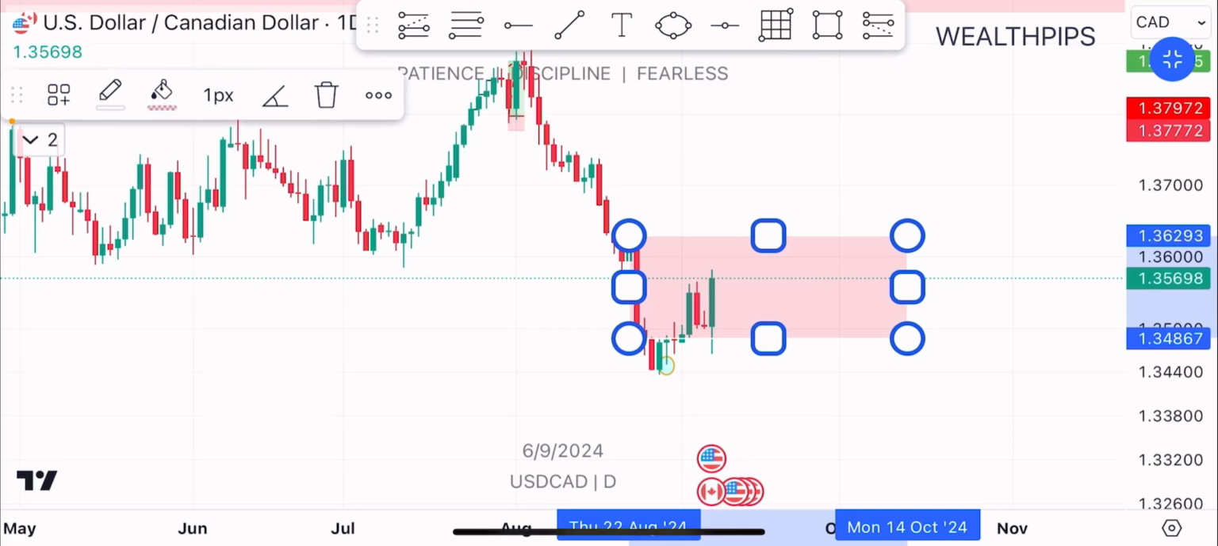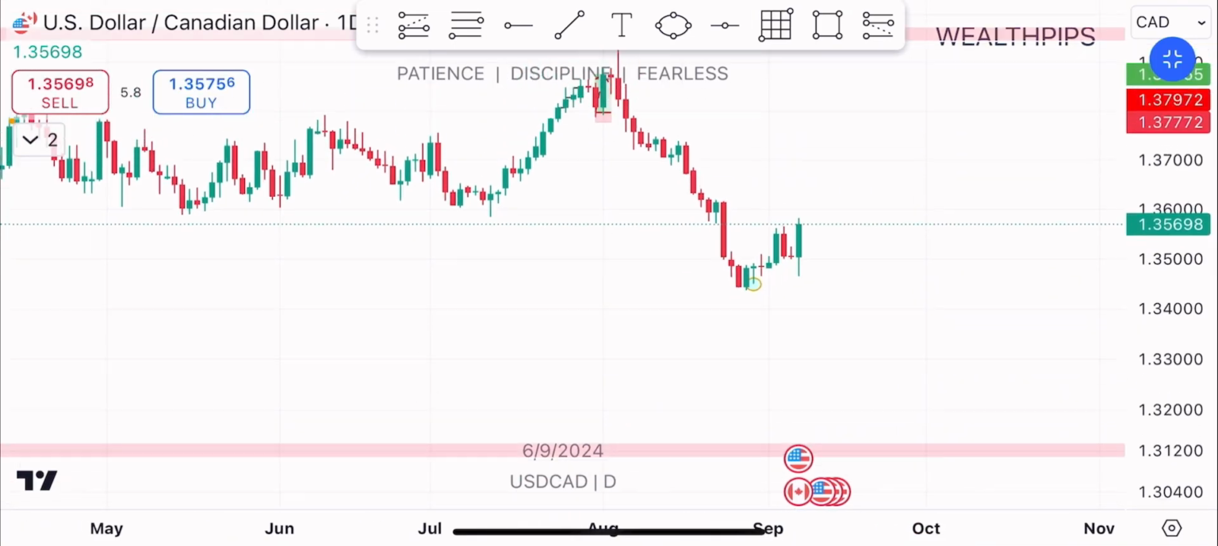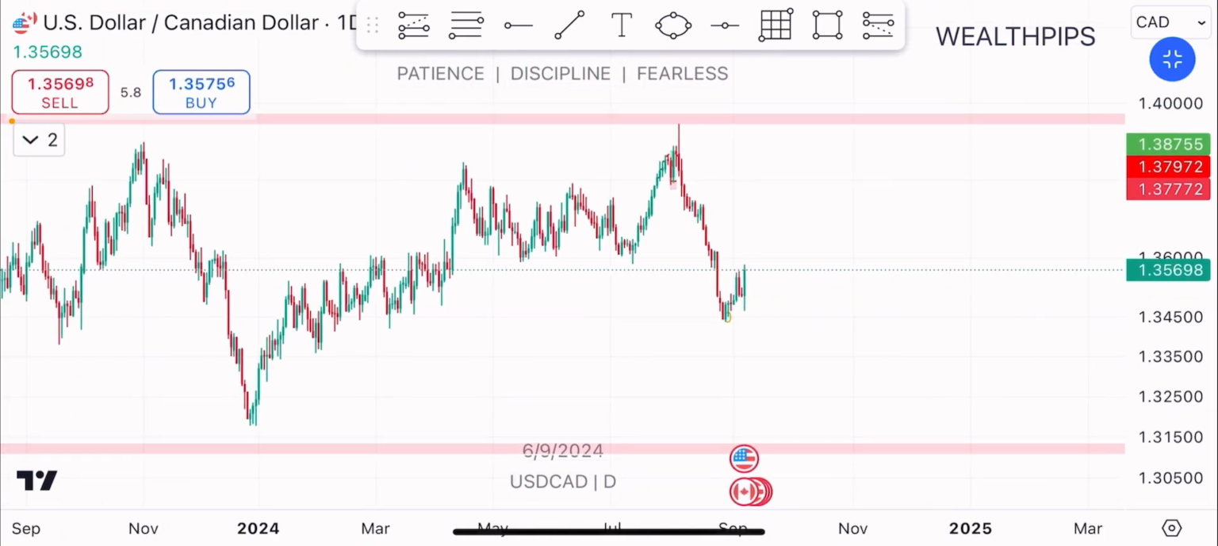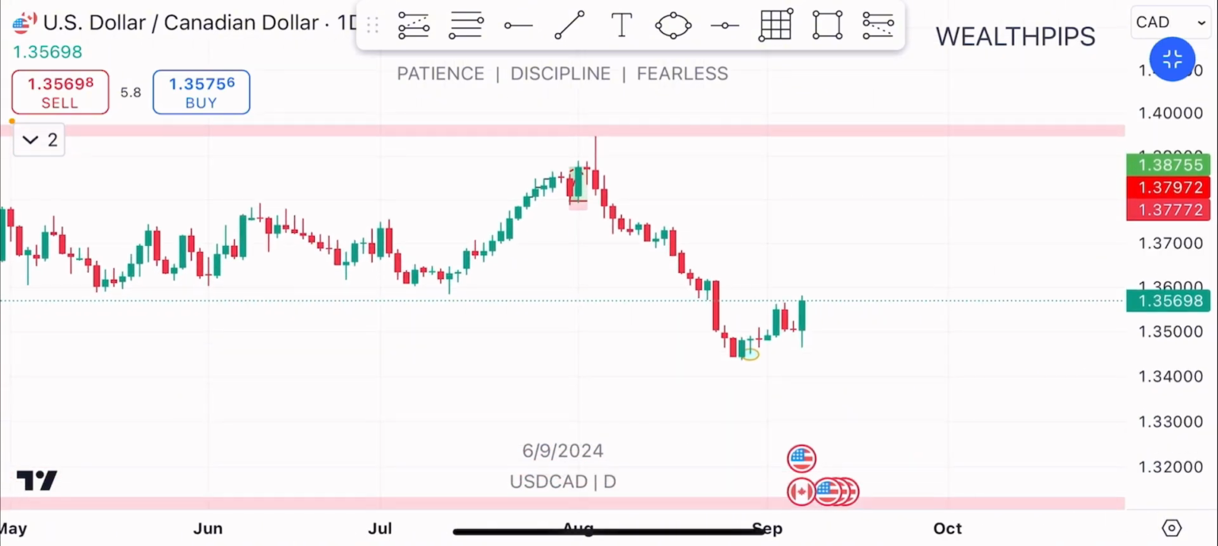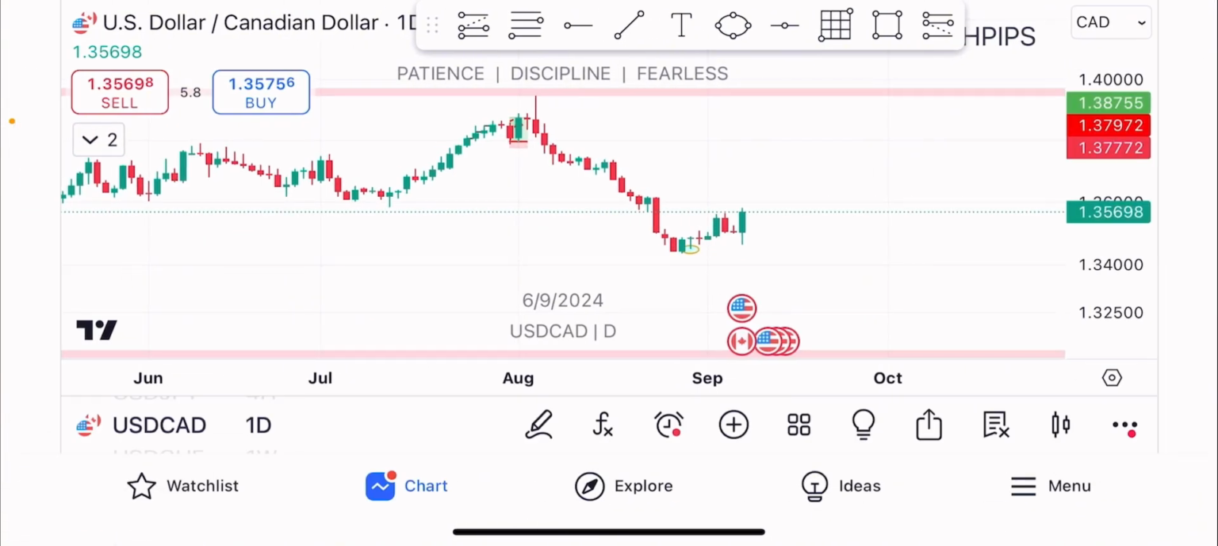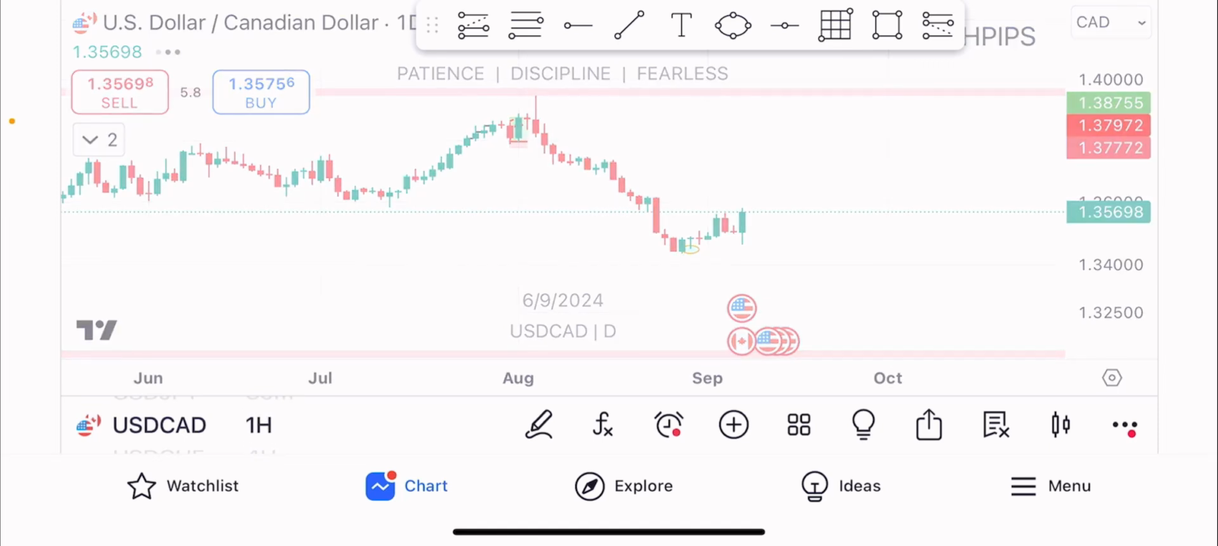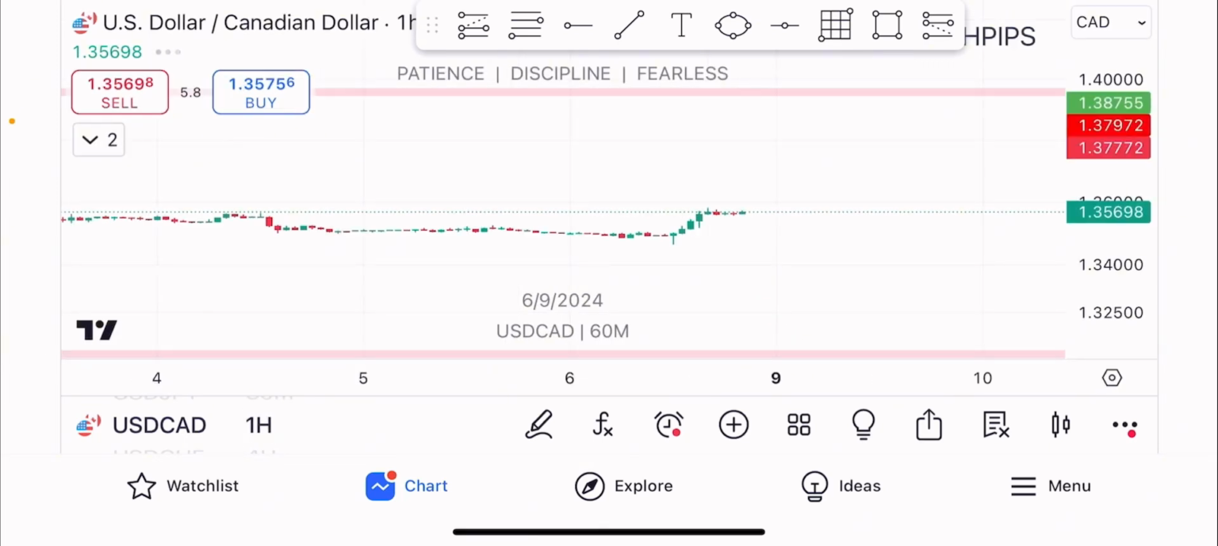So what did I do? I look for my entry position on a lower time frame. This is the 1 hour on the daily time frame, so I look for an entry position on a lower time frame.